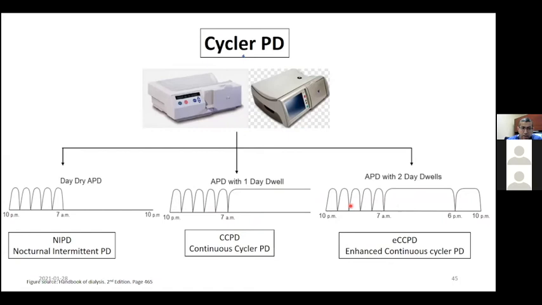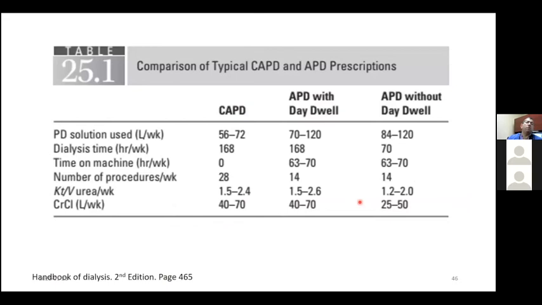So now what's the difference between CAPD or APD, should we use the machine or not? The determining factor unfortunately depends on the cost. But understand one thing. Look at the PD solution used. It's almost 56 to 72 liters. If you are using APD with day dwell, it's 72 to 120 liters, a bit almost the same here as well.